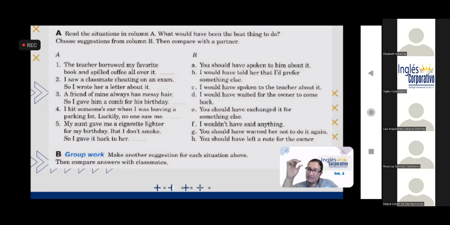Number five. My aunt gave me a cigar lighter for my birthday, but I don't smoke. So I gave it back to her. Letter B. I would have told her. Okay, letter B is number five.